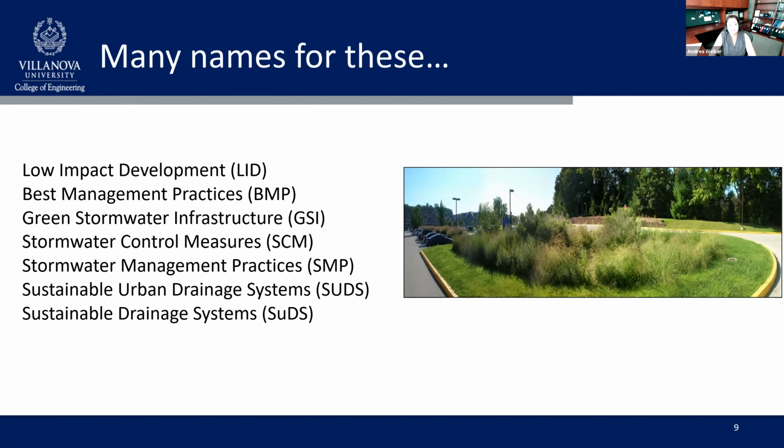And then the concepts of sustainable urban drainage systems, or just sustainable drainage systems, is more commonly used in Europe and in Australia and New Zealand. They all really refer to the same idea, which is trying to control stormwater in a very decentralized fashion, in a greener way, using vegetation to the best of your ability, and trying to keep your stormwater on your site.